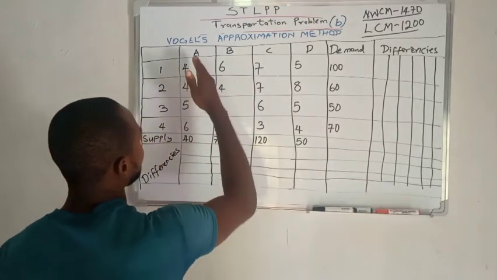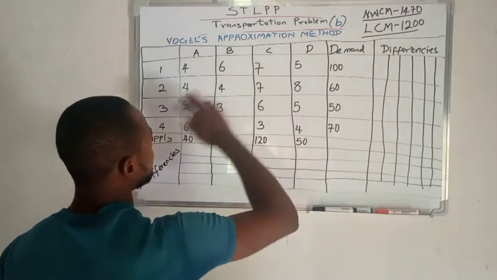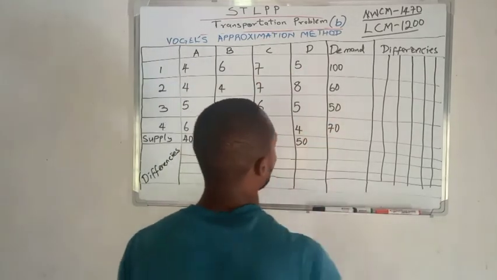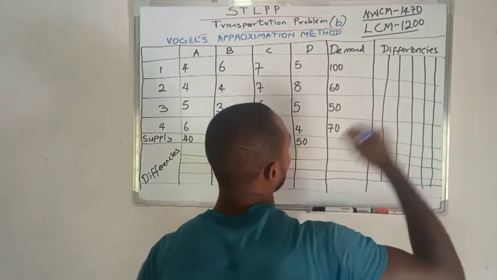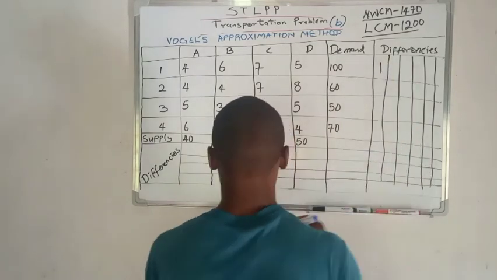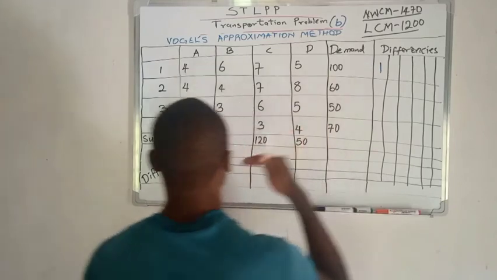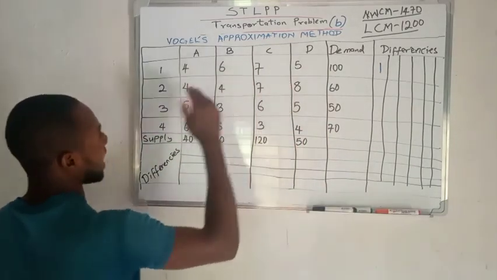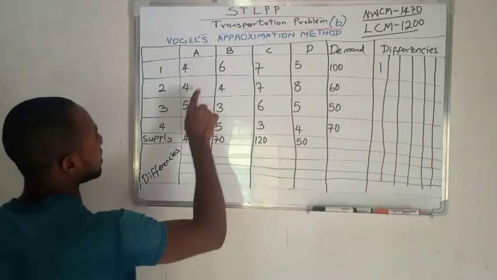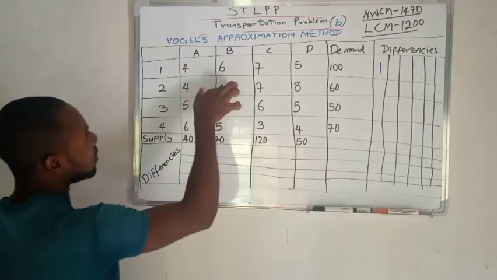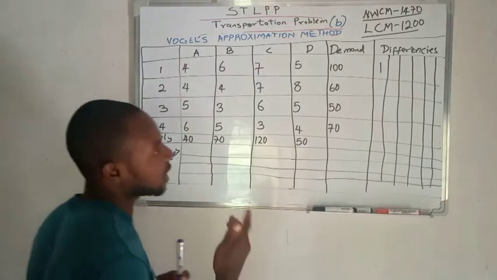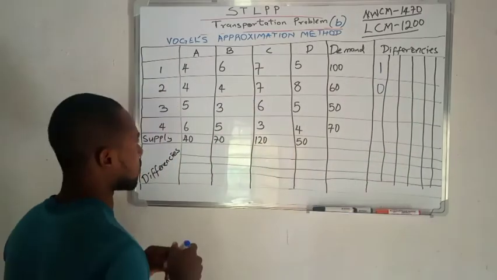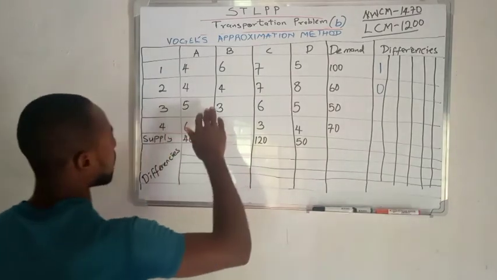Right here I have 4 and 5, which are the two smallest costs in our table. So we subtract them. 5 minus 4, we have 1. And then we go to the next row. Right here we have 4, 4, 7, 8, and the two smallest costs here are 4 and 4. So the two of them are equal. When we subtract them, we'll get 0. Now we have 0 here.